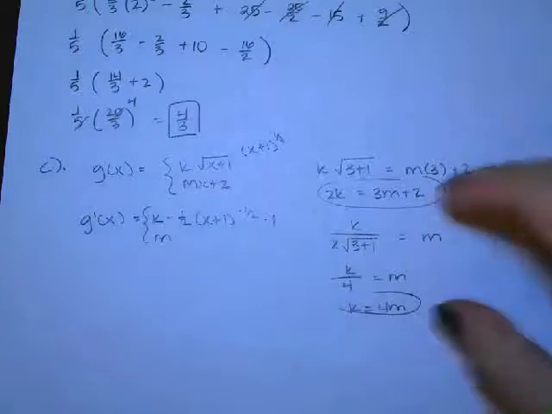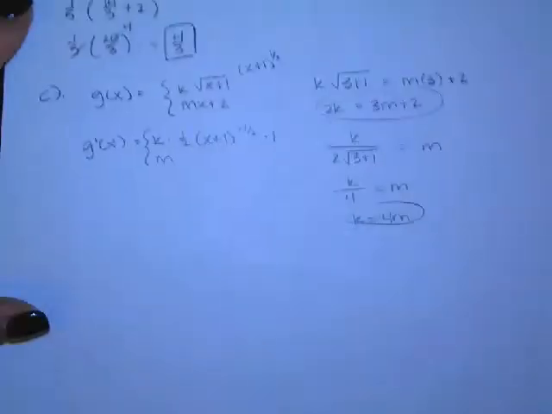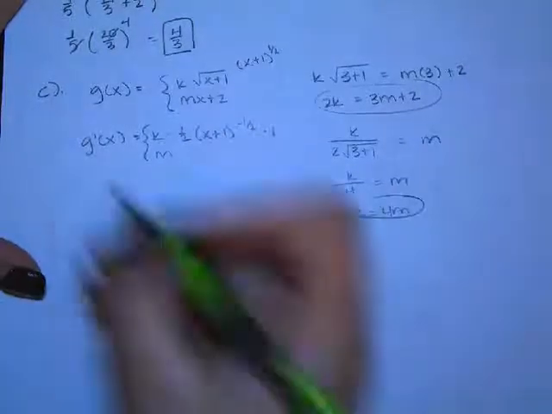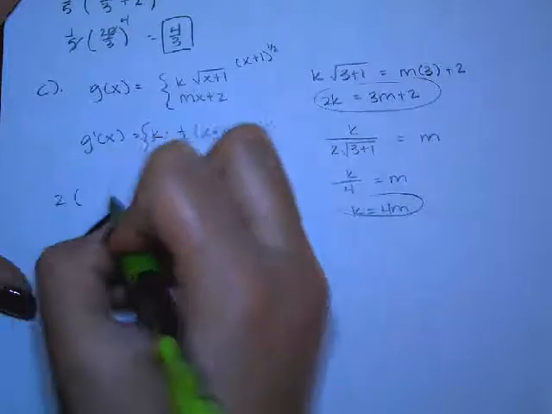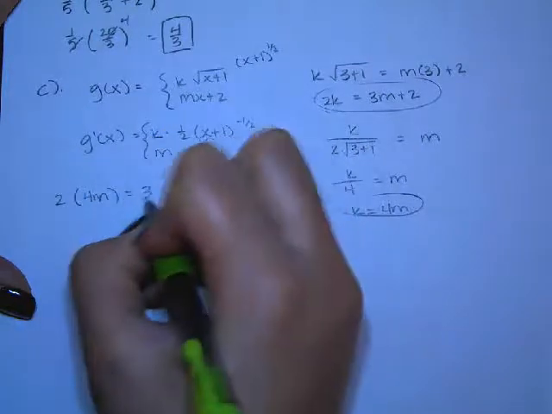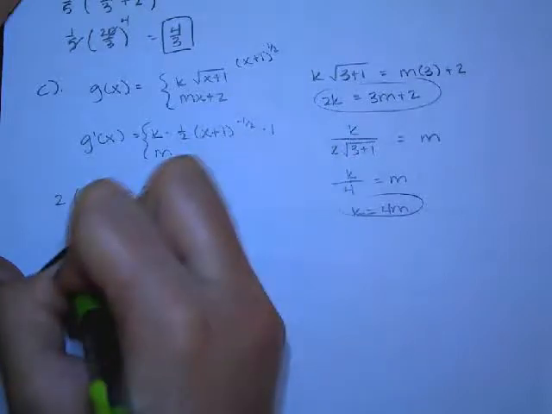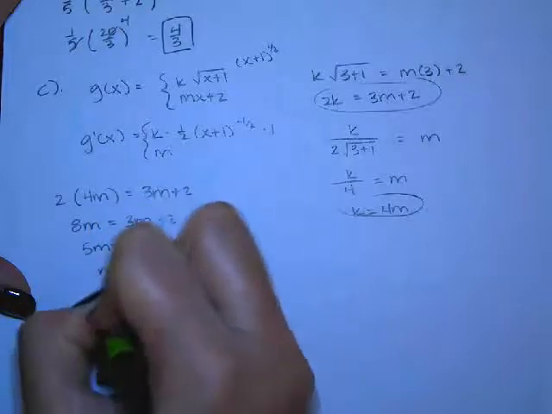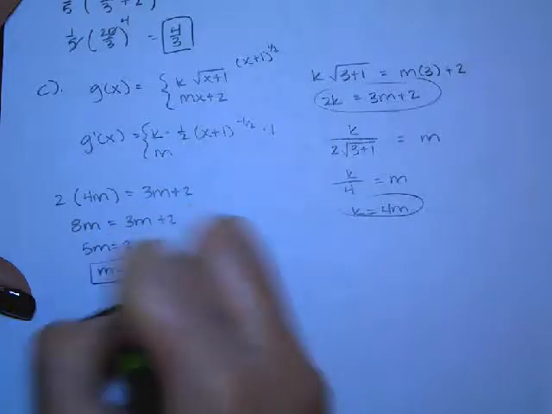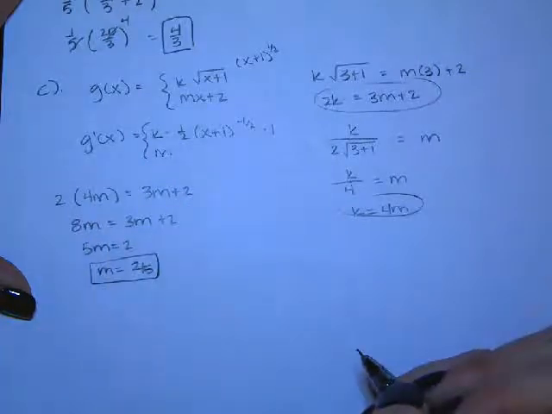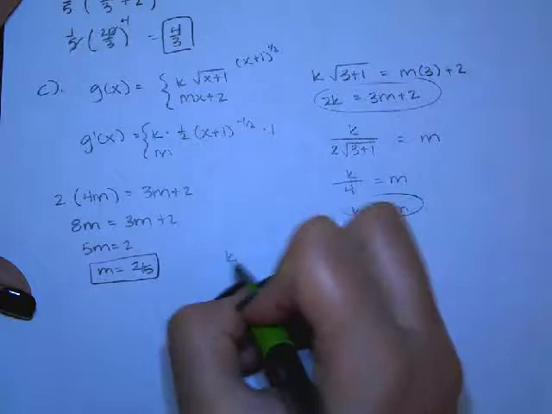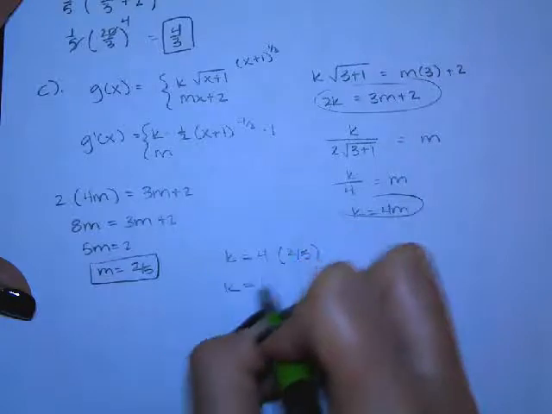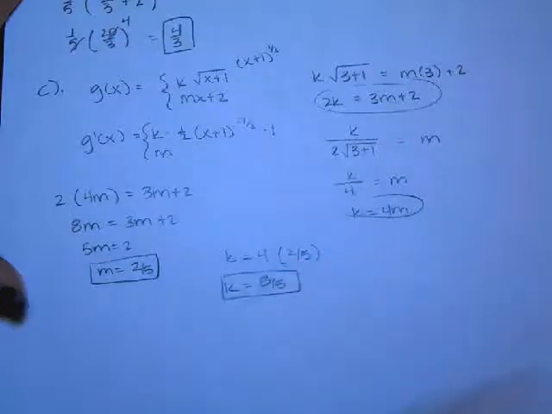Okay, so these are the two equations that I'm working with, and now we're having a flashback to Math 1, and we're just solving this with substitution. So I have 2 times k equals 3m plus 2. And then after I have the m, I can go ahead and plug the m in to find the k. So k equals 4 times m. There we go.